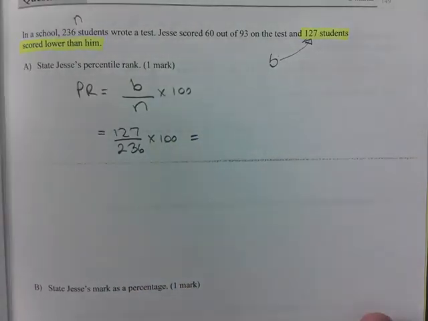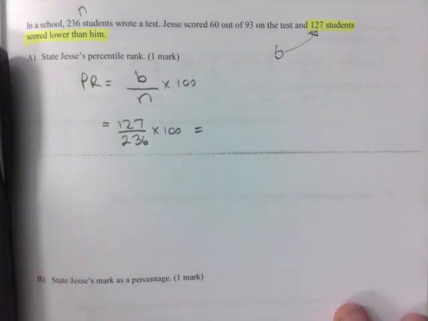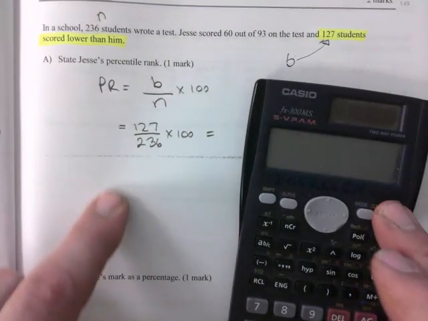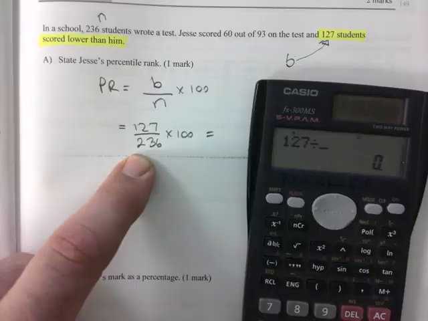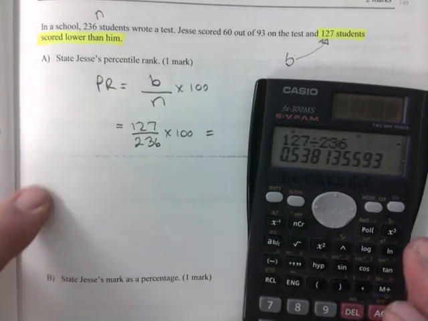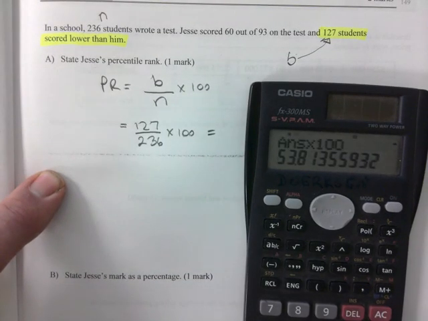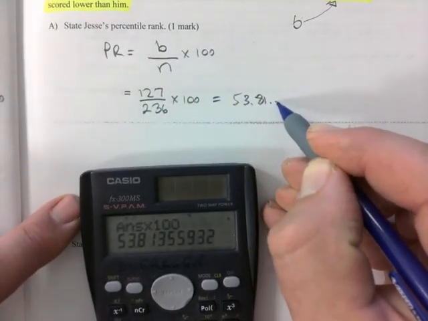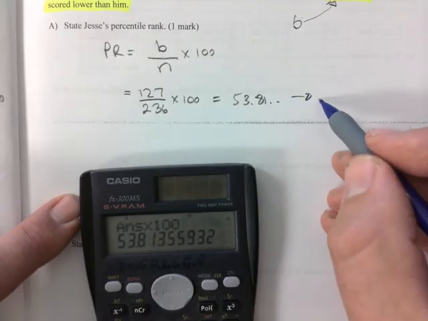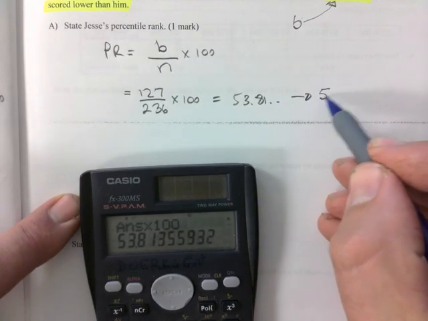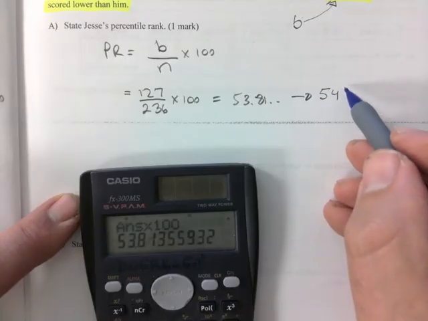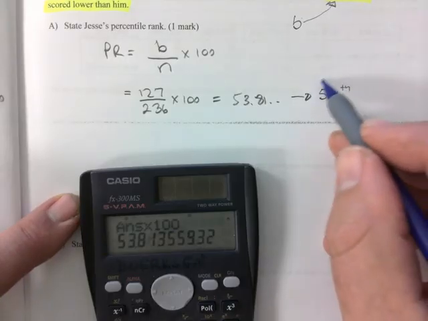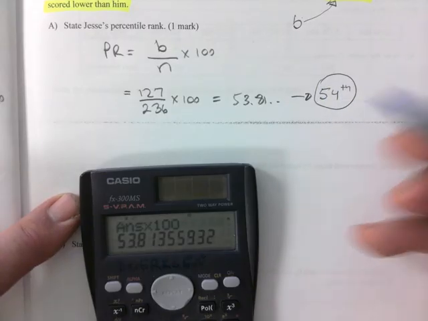And there are two rules of percentile rank that you must not break. Can't have decimals. That's right. So you divide, then multiply by 100. This is what you get on the calculator, correct? But you must state a whole number. So I'm going to go 54th, and no percent symbols either.